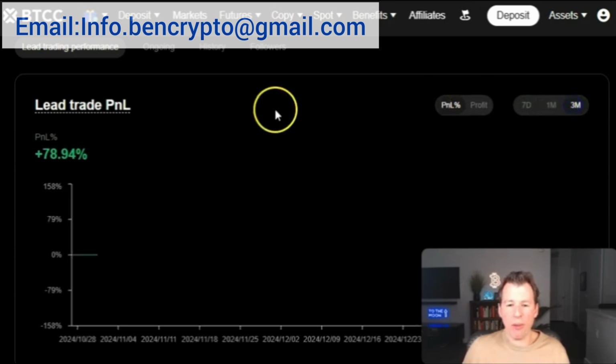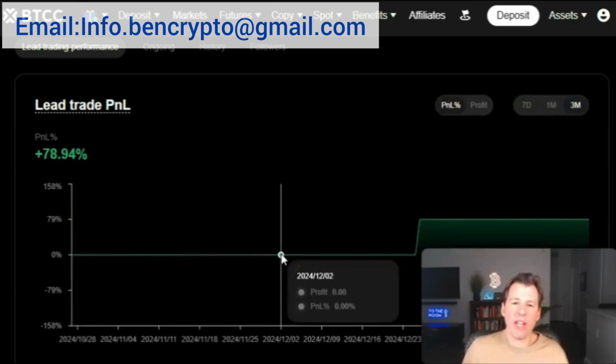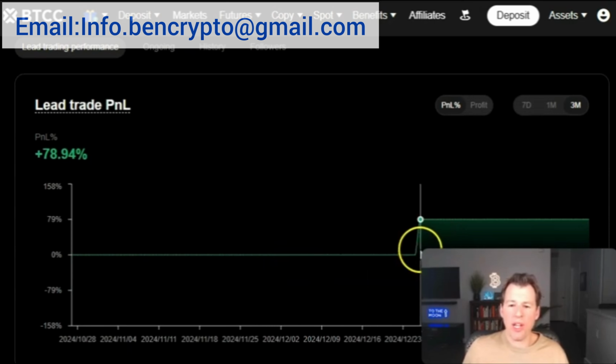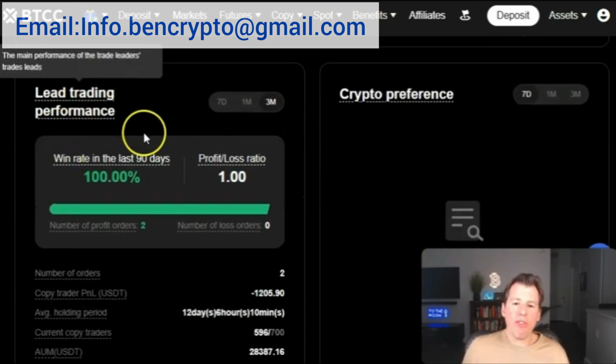Then on the 3 month chart, for the first 2 months of the 3 months, it's again 0%. So Cappy didn't close out any positions during those 2 months. Then at the start of month 3, that is when he closed out the BTC long for the profit that is showing the 78%. Go down here, lead trade performance.